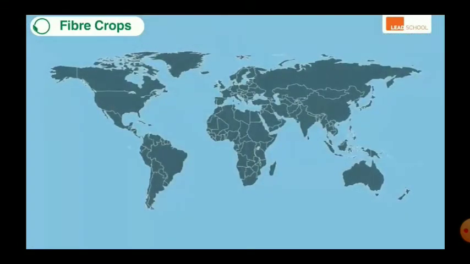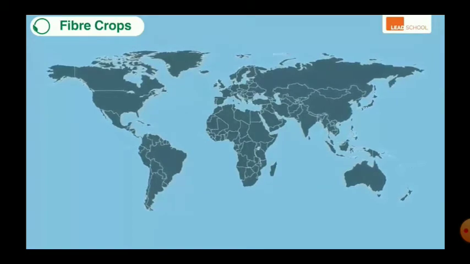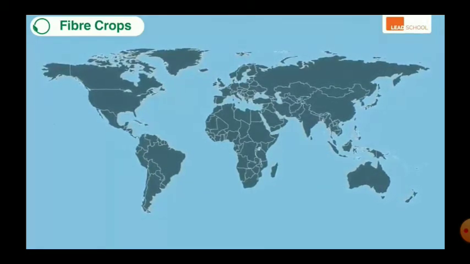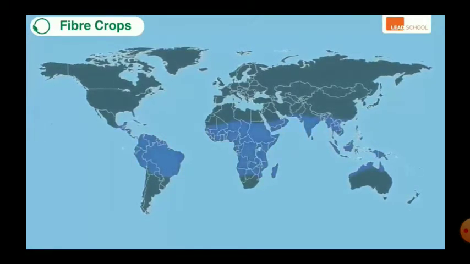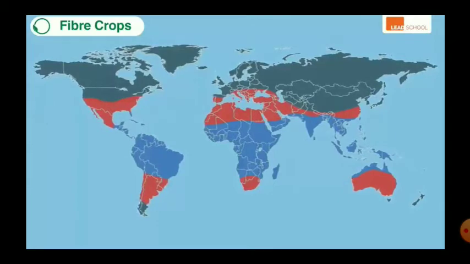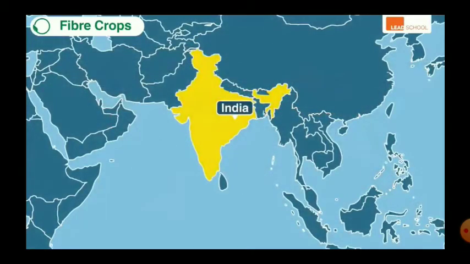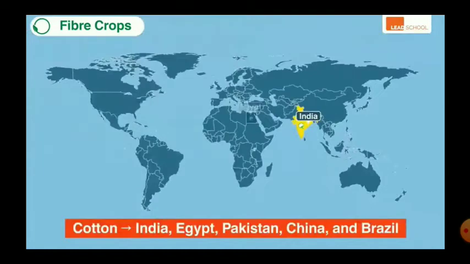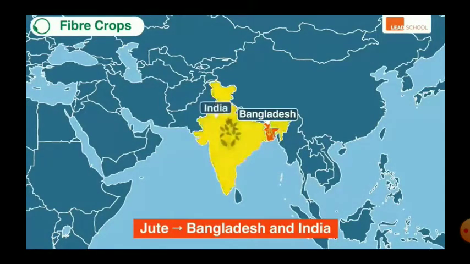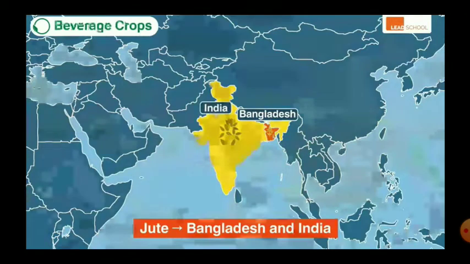Since they need a warm climate, can you guess which countries they would grow well in? Yes, tropical and subtropical countries are suitable for growing these crops. India is the largest producer of cotton, followed by countries such as Egypt, Pakistan, China, and Brazil. Bangladesh and India are the leading producers of jute.